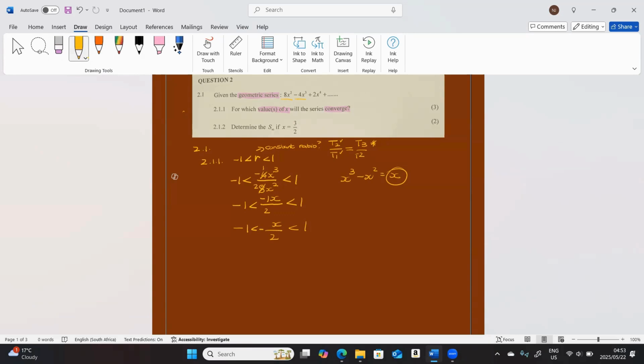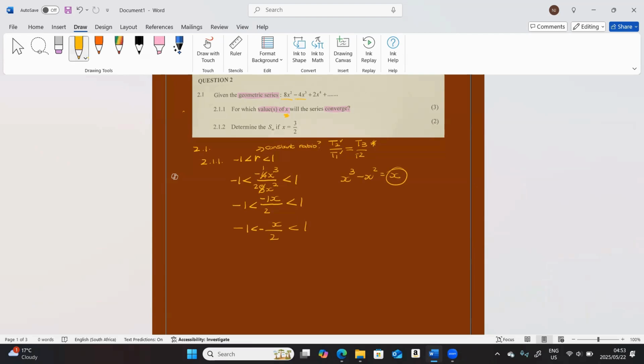Now, to get rid of our fraction, because we want x alone, they want values for x, right? So we need to isolate x, and to do that, we know that the principle when we work with fractions is that we have to multiply with our denominator to isolate x.